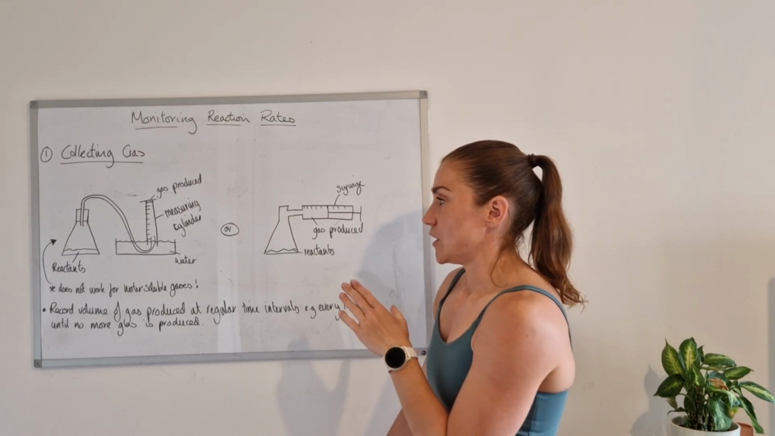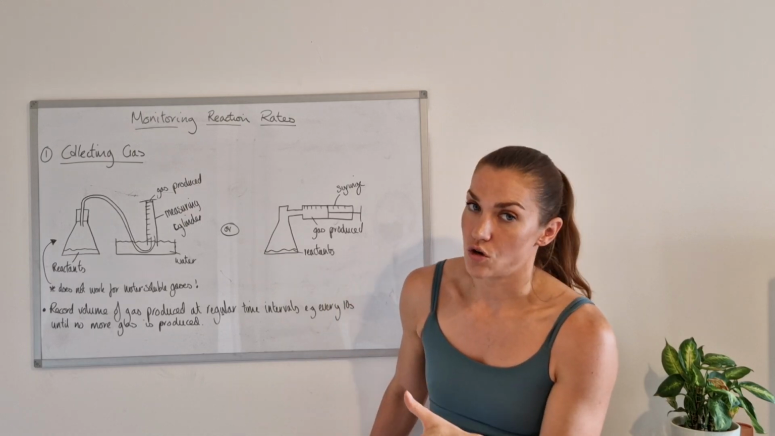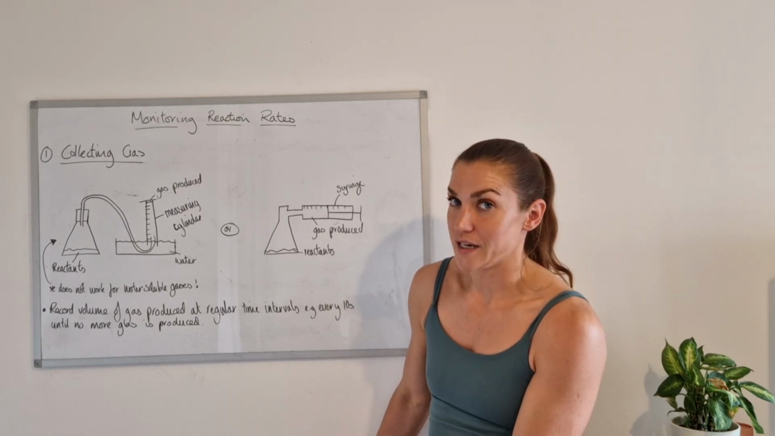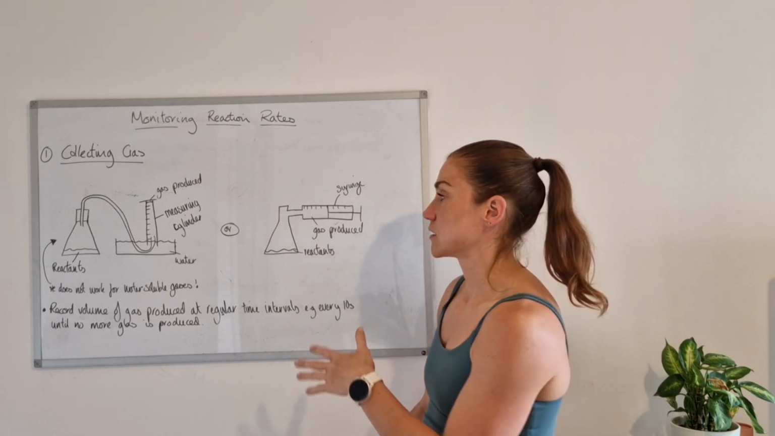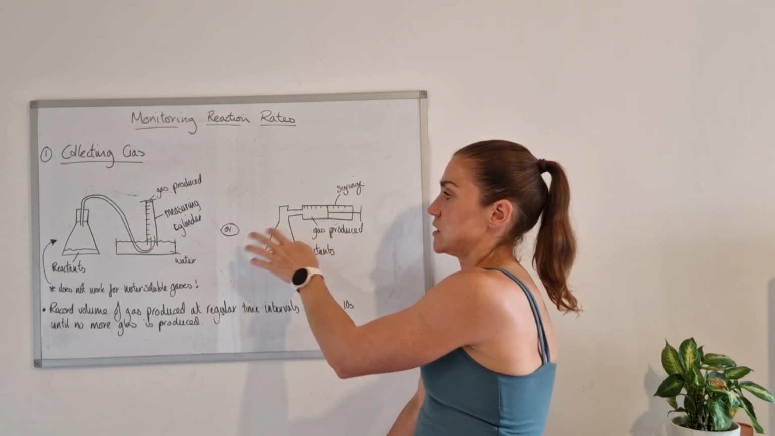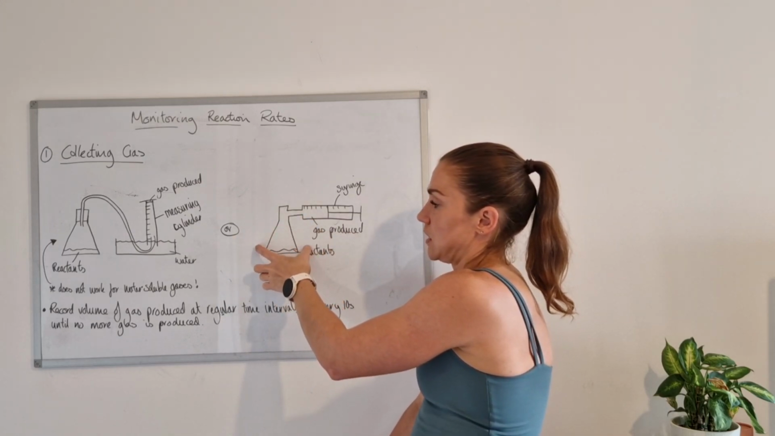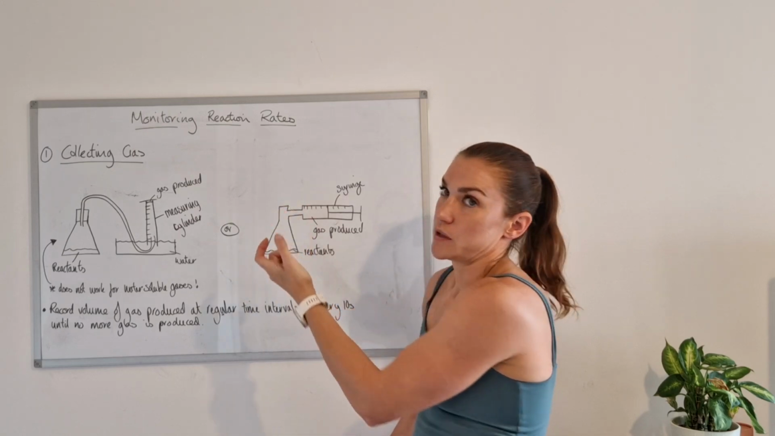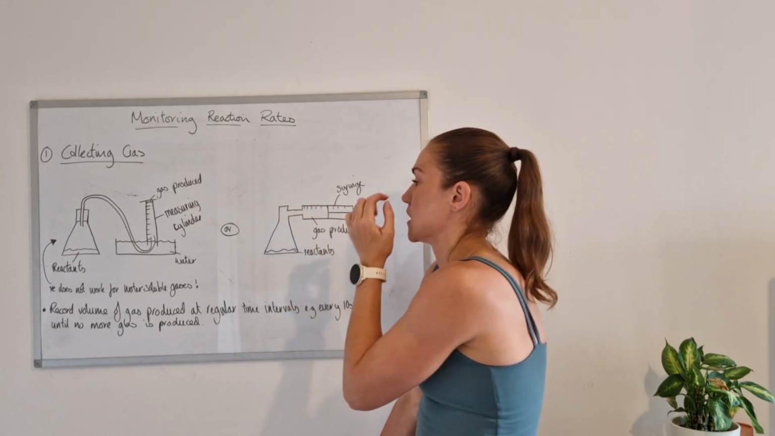The other option you have, which is the easiest one to draw and works with any gas regardless of how soluble it is, is using the gas syringe. So it's essentially a reaction, a conical flask with a side arm tube, as we would call it, and a syringe gets stuck onto there.